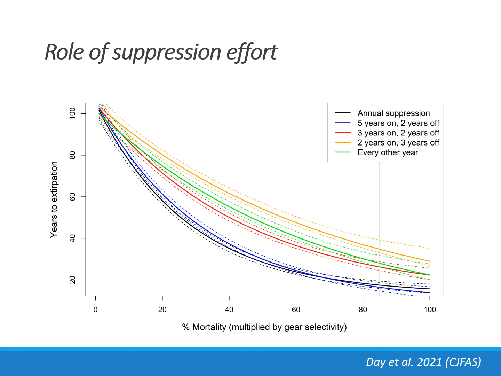And then we looked at a bunch of different possible schedules for suppression. And as you might expect, as you increase more and more suppression, more often you see a lower time to extirpation, although suppression every year did not seem to do any better than a cycle of 5 years on and 2 years off.